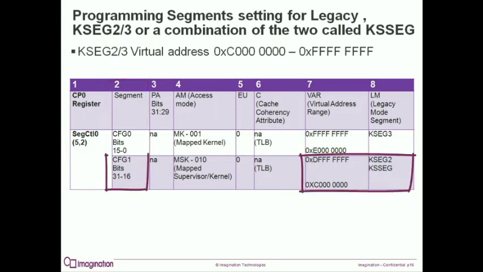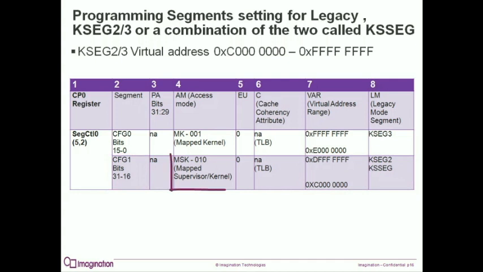Segment CFG1 is a 512 megabyte virtual address space starting at C million hex that corresponds to KSEG2. The access mode is encoded 010, setting it to mapped, which means that CFG1 will be accessible through the TLB in supervisor and kernel modes.